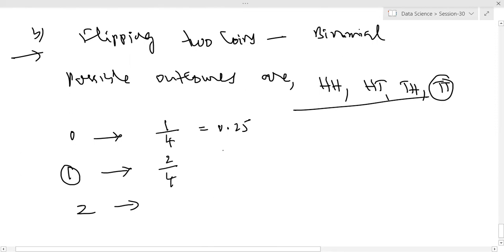Now getting one head means, friends, the total outcomes are 4, and here we are getting one head in two of them. So that is 1 by 2, which is 0.5. And getting two heads, friends, total 4, two heads, only one chance, which is nothing but 0.25.